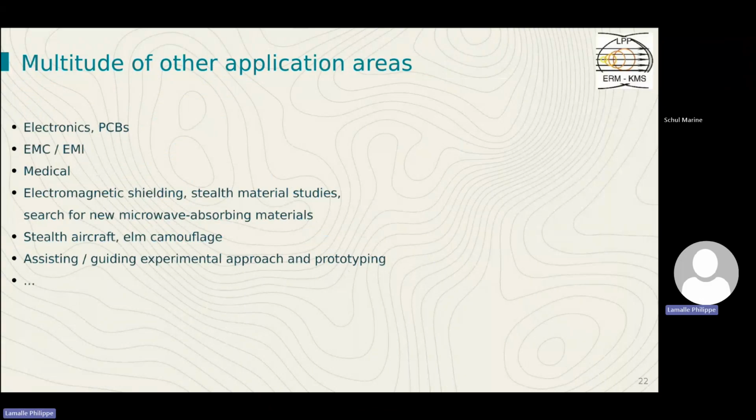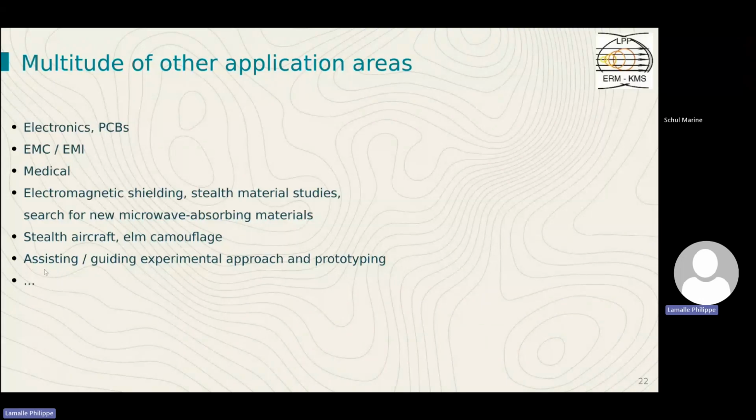So there are many, many other areas of applications in electronics, modeling of printed circuit boards, electromagnetic compatibility, study of electromagnetic interference, medical applications in electromagnetic shielding, studies of stealth material, search for new microwave absorbing materials, studies of stealth aircraft and camouflage. Of course, these problems often call for other approximate methods because, well, typically the wavelengths are very short and the distance is very large.